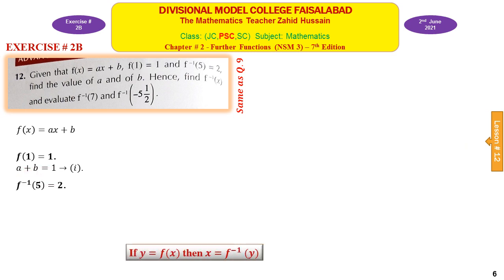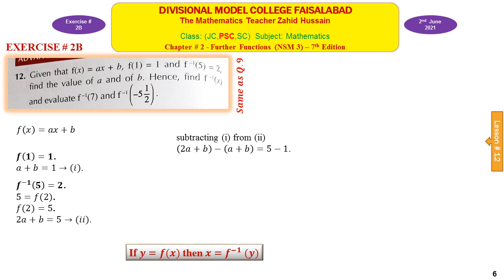the second condition and using the definition of function and inverse function, we get 5 is equal to f of 2, and putting x is equal to 2 in the function, we get 2a plus b equal to 5. Now in equation number 1, the coefficient of b is 1, and in equation number 2, coefficient of b is also plus 1. Both b has same coefficient with same sign. So we will subtract these two equations. From equation number 2, we will subtract equation number 1.